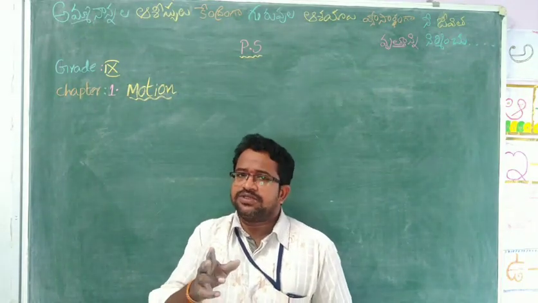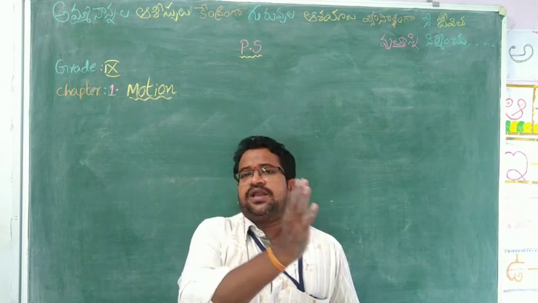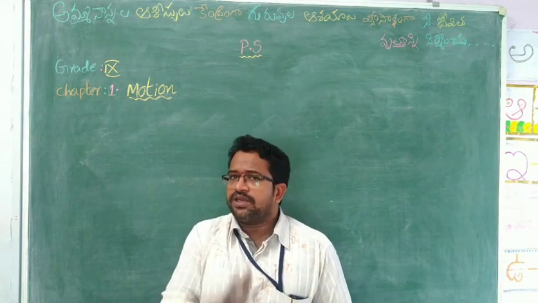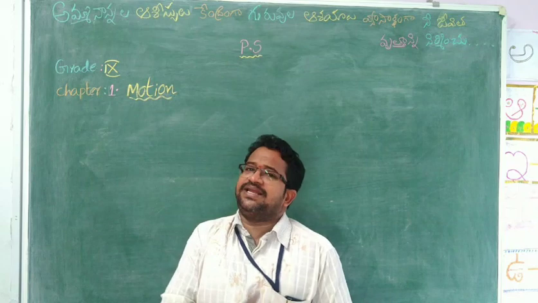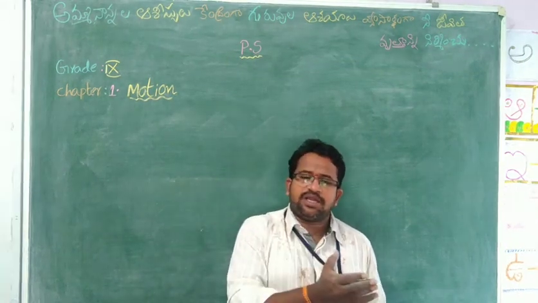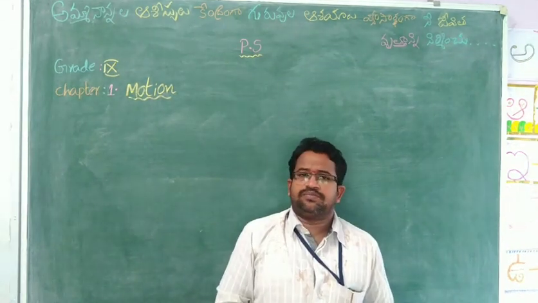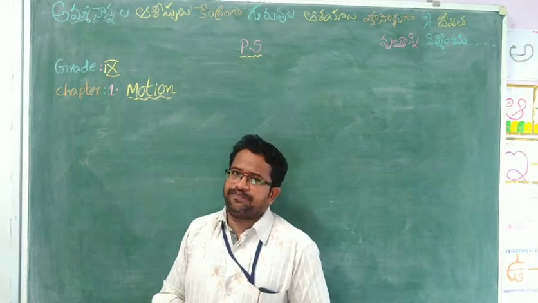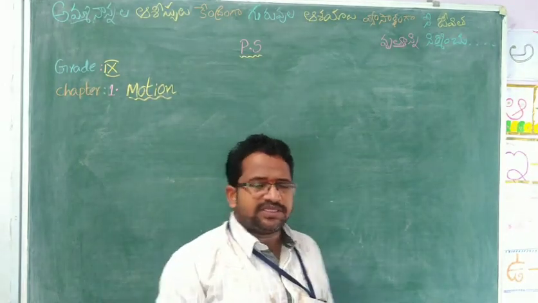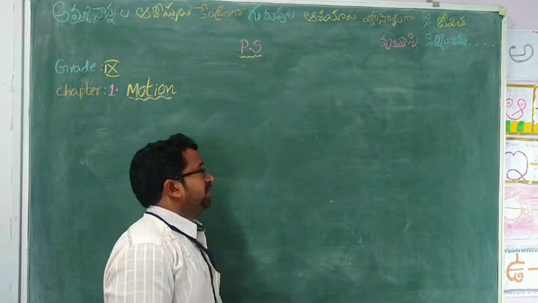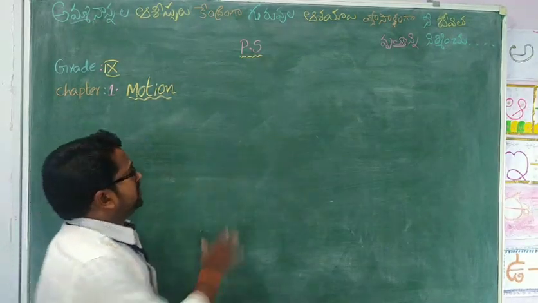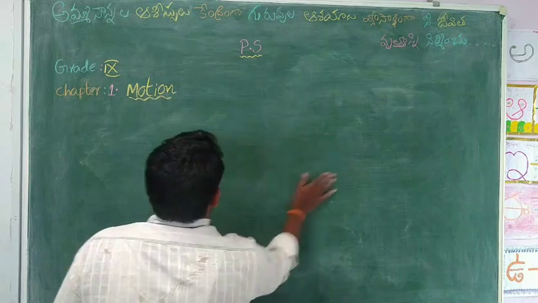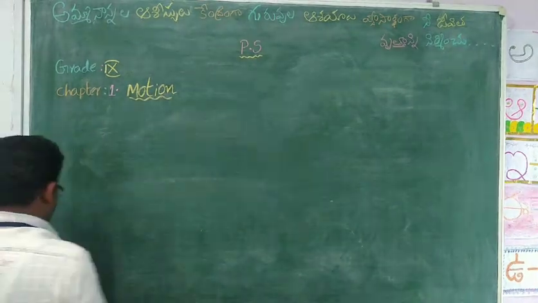Have you understood? Negative acceleration is also called retardation, or deceleration. There are so many examples like this in day-to-day life. Now we will see the third equation of linear motion.